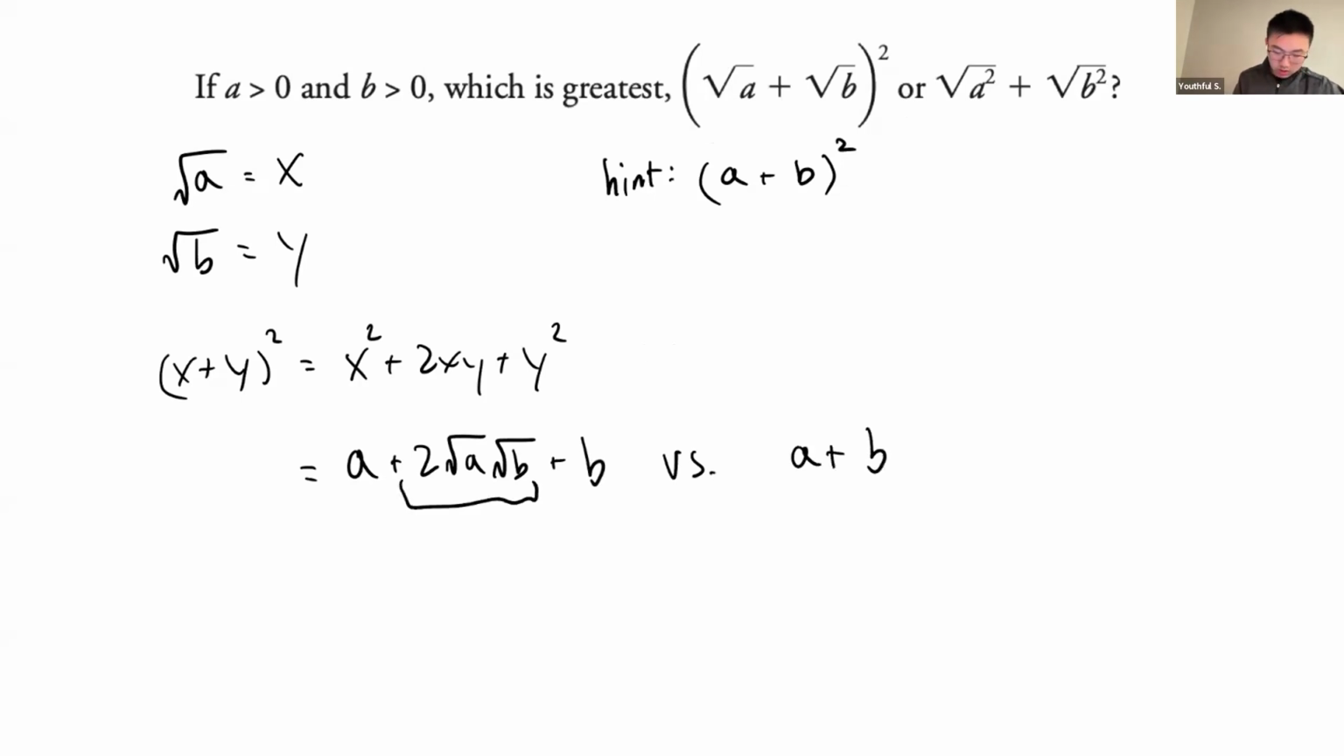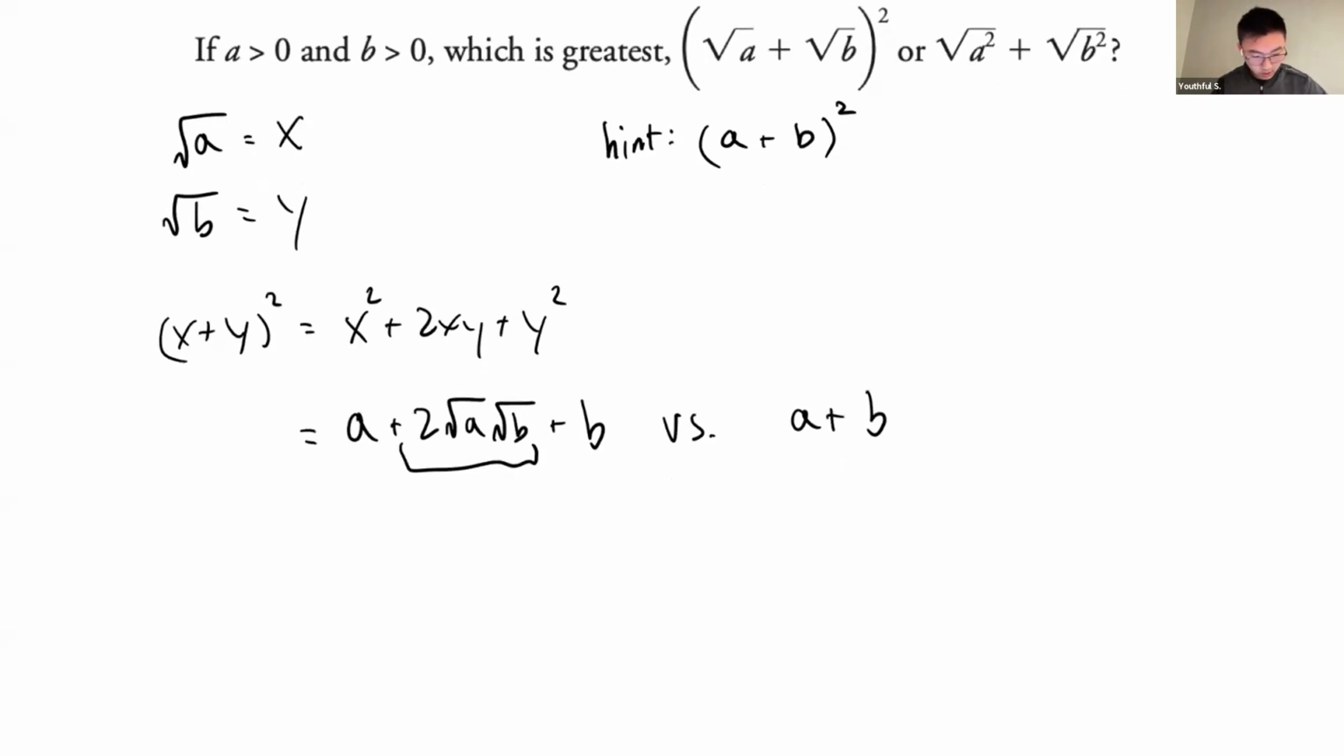So you can see here there's this extra 2 root a root b term. And because they tell us that a and b are positive, it's not going to be an imaginary number. If it's an imaginary number, there is no such thing as greater than or less than. But because they're positive, we know this is going to be larger. So it's the first one. This is kind of just a callback to the a plus b squared form.